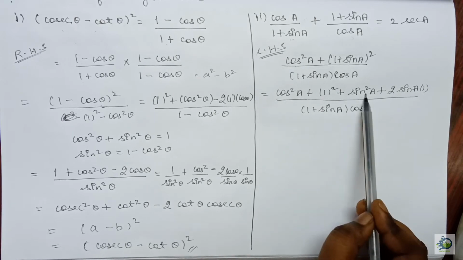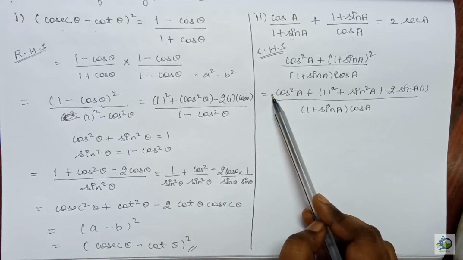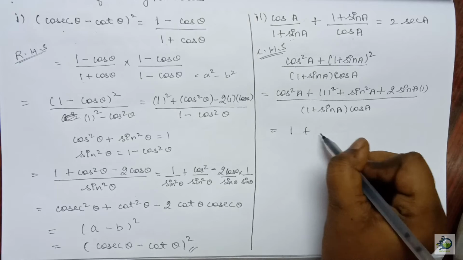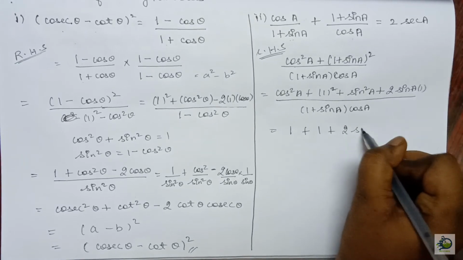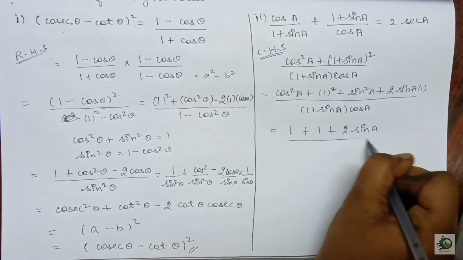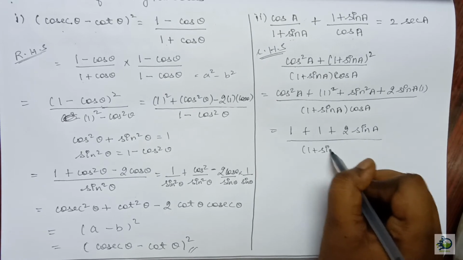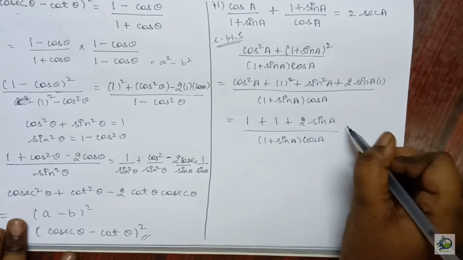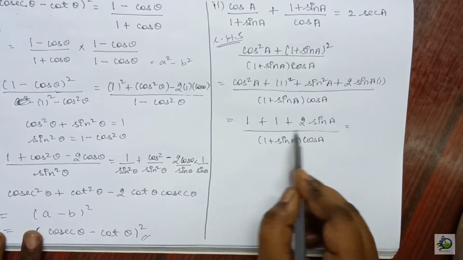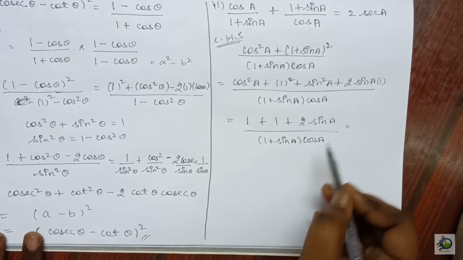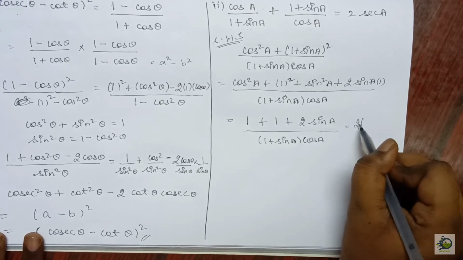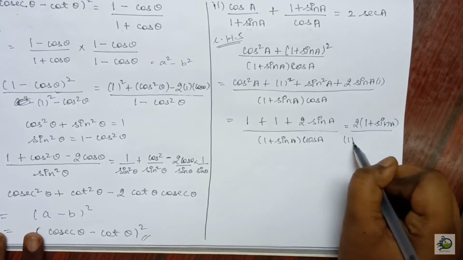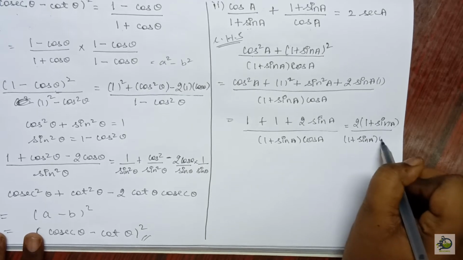Here we can see that cos square A plus sin square A is there. So according to the identity, cos square A plus sin square A is 1. So 1 plus 1 is 2, so 1 plus 2 sin A divided by 1 plus sin A into cos A. Here I can write 1 plus 1 as 2. So 2 plus 2 sin A. So I can take 2 as common. So 2, when it is taken as common, it is 1 plus sin A divided by 1 plus sin A into cos A.